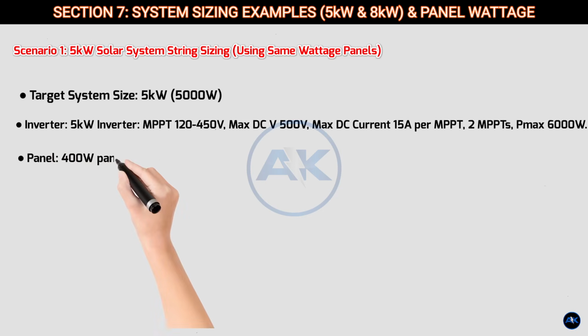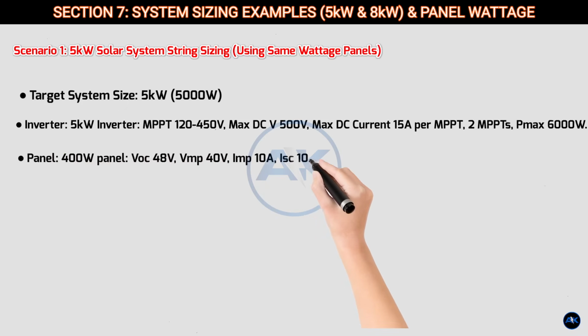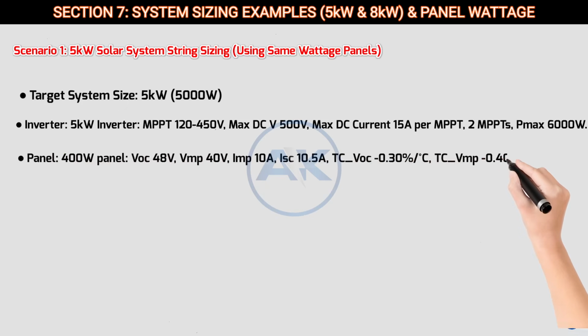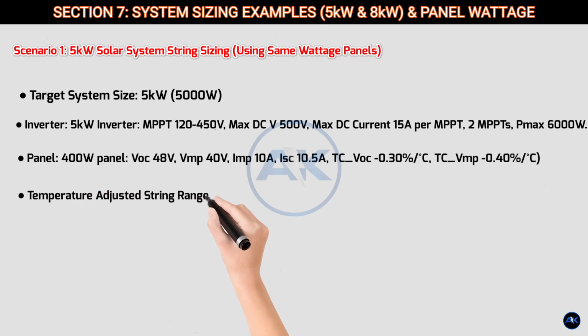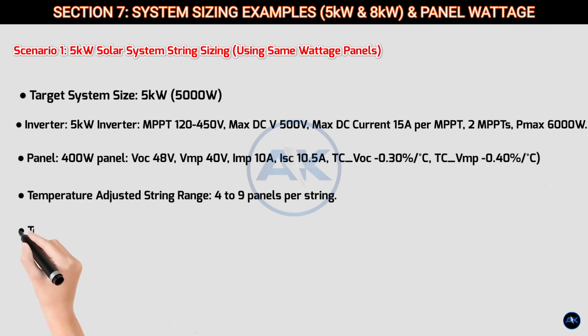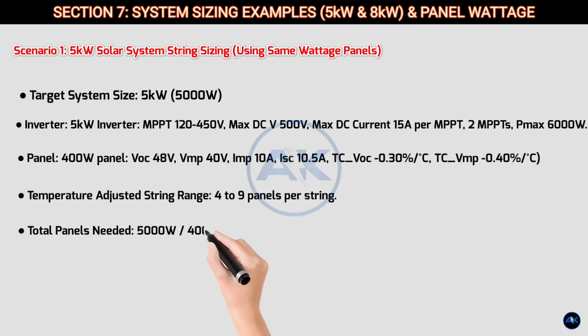Panel: 400 watt panel, same as before, VOC 48 volts, VMP 40 volts, IMP 10A, ISC 10.5A, TC VOC minus 0.30% per degree Celsius, TC VMP minus 0.40% per degree Celsius. Temperature adjusted string range: 4 to 9 panels per string. Total panels needed: 5000 watts divided by 400 watts per panel equals 12.5 panels. Since you can't have half a panel, you'll need 13 panels to reach at least 5 kilowatts.